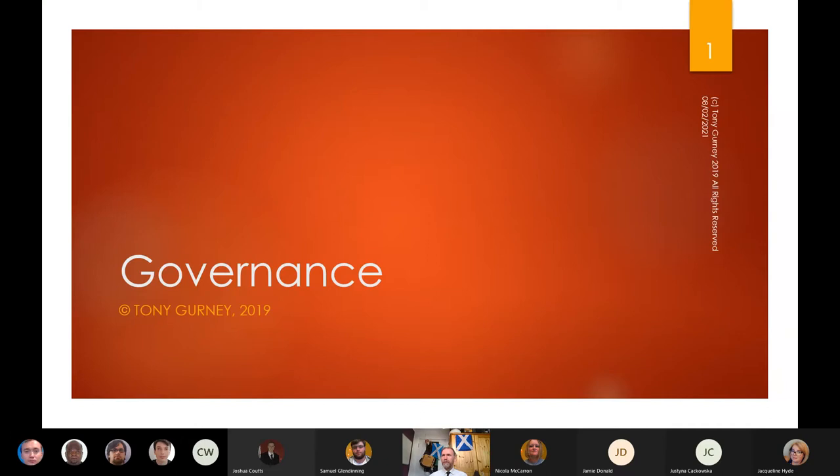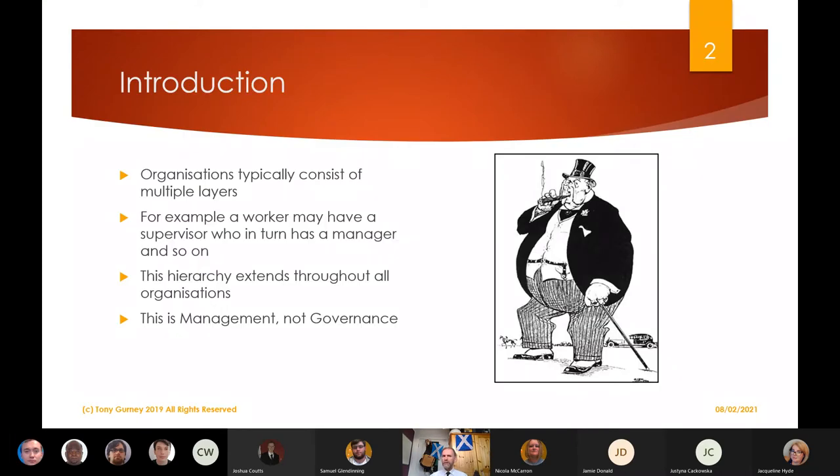For those of you that have worked in an organization, you'll know that there are typically several layers. If you work on a shop floor, you might have a supervisor who has a manager, who has an executive. So there might be all these different layers in the organization. And depending on where you are will depend how many powers you have and what you're allowed to do and all that kind of stuff. That's not governance. That's management. That's how the organization works on a day-to-day basis and who does what and when and who tells them to do that.